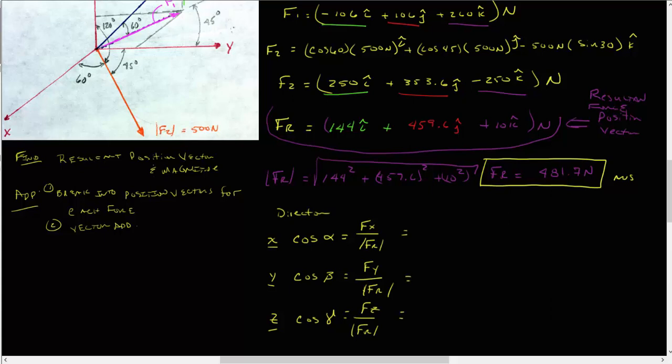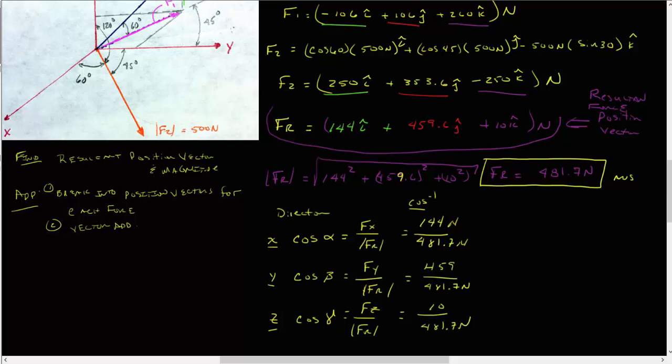So plugging in my values, I got 144 for x. My resultant force was 481.7 newtons. And remember, you're going to be taking the arc cosine of each one of these. So this would be 459. Sorry, that looks like a 7. 459 over 481.7 newtons. And then this one would be 10 over 481.7 newtons.